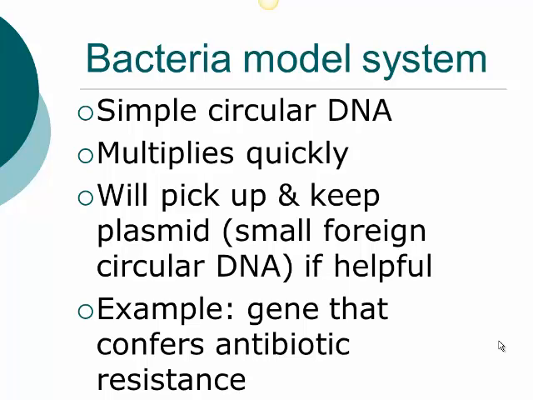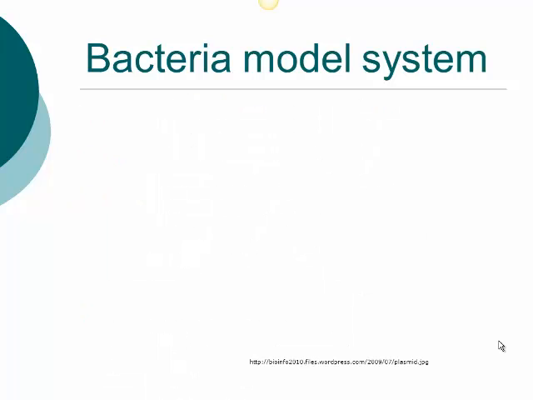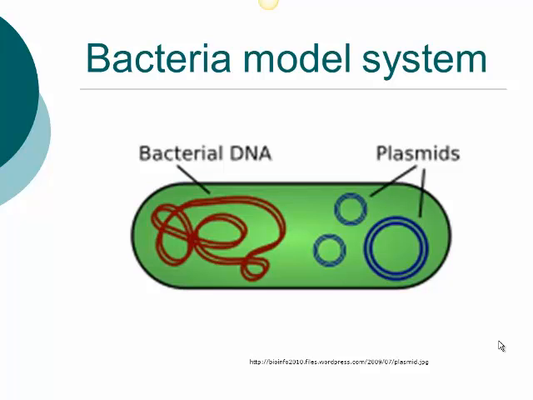So a gene that confers antibiotic resistance. And we've worked with that when we did our PGAL and PGLOW labs, looking at the operons. We used ampicillin resistance as a way to select the bacteria that had our gene. So in this diagram, you have the bacteria with the bacterial DNA in red and some circular plasmids in blue. Notice they are indeed smaller.